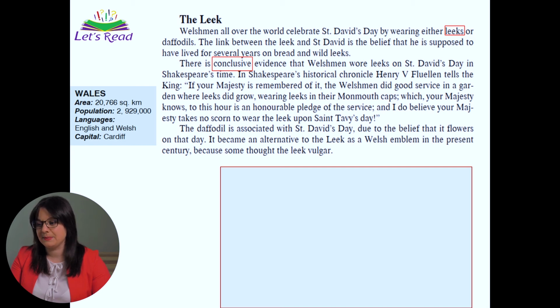David's Day. The daffodil is associated with St. David's Day due to the belief that it flowers on that day. It became an alternative to the leek as a Welsh emblem in the present century, because some thought the leek vulgar. Now let's answer the questions based on this paragraph.